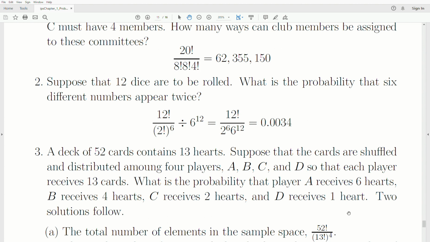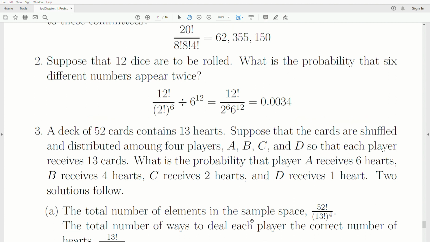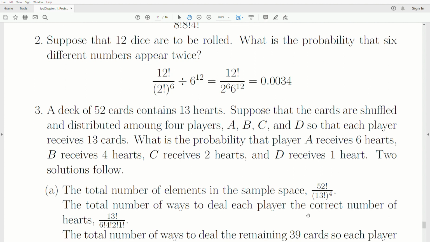And now there's 2 different solutions. So the first one is the total number of elements in the sample space. So the total number of ways to deal 52 distinct cards into 4 groups. So it's 52 factorial divided by 13 factorial raised to the 4th, right? Because each of the 4 groups is 13 factorial. So that's the easy part.